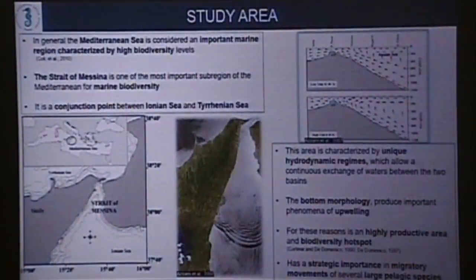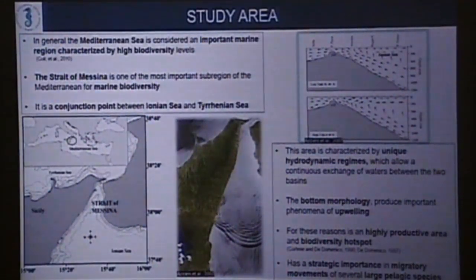video records. The area we are talking about is the Strait of Messina, one of the most important sub-regions for marine biodiversity in the Mediterranean Sea. It is located in southern Italy, between Sicily and the Italian peninsula, and is the body of water that connects the Ionian Sea with the Tyrrhenian Sea. This area is characterized by very strong tidal currents that, along with the bottom morphology, create an upwelling phenomenon, bringing nutrients from the bottom to the surface and making this area highly productive and a biodiversity hotspot.